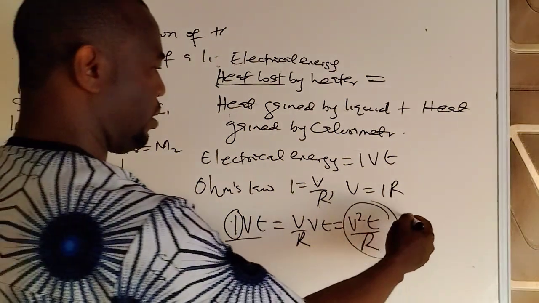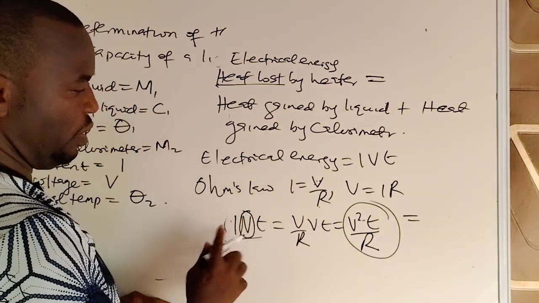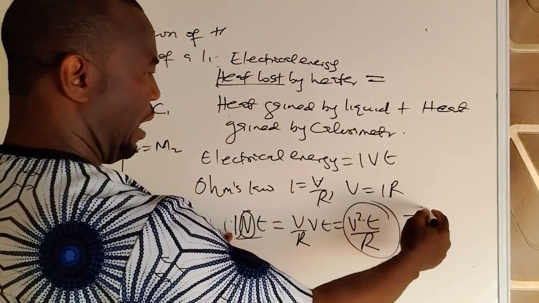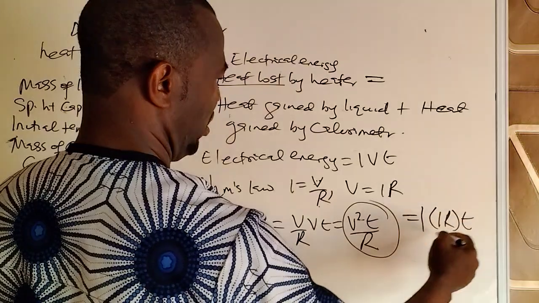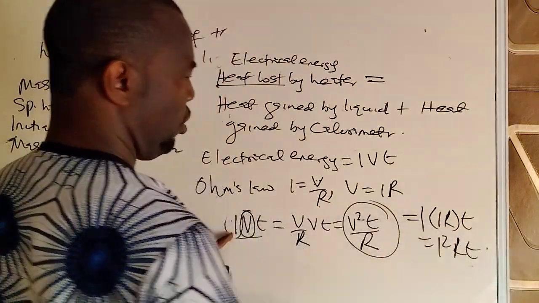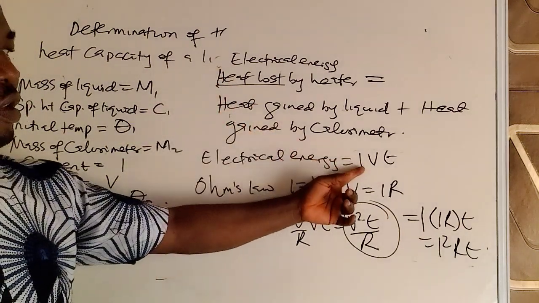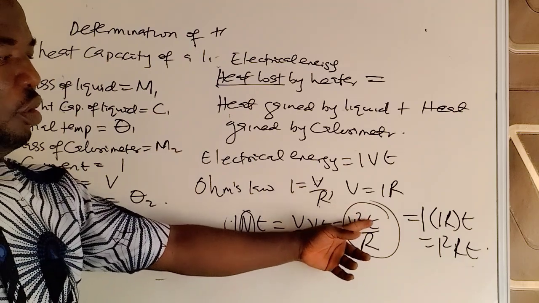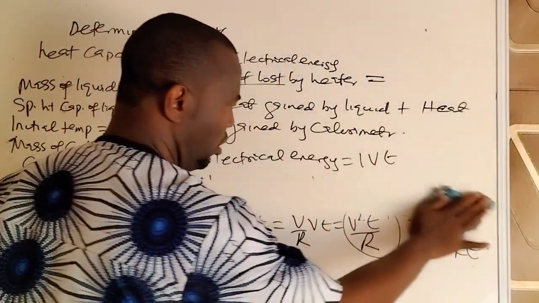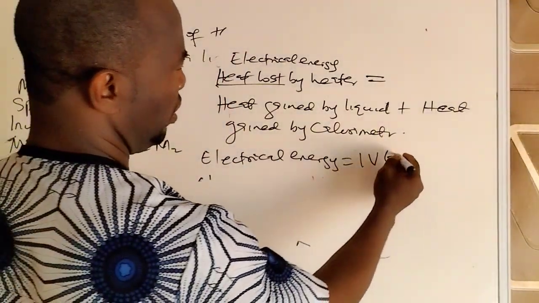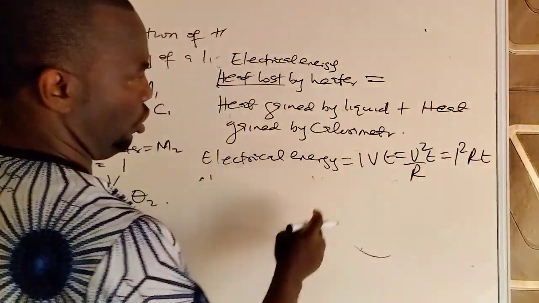Or if I replace, this time around, V with IR, I'll have I times IRT, so that will give me I squared RT. So electrical energy has different formats. The electrical energy which the heater loses can be IVT, can be V squared T over R, or, if you make substitution as I explained, can be I squared RT. They are all equal to each other.